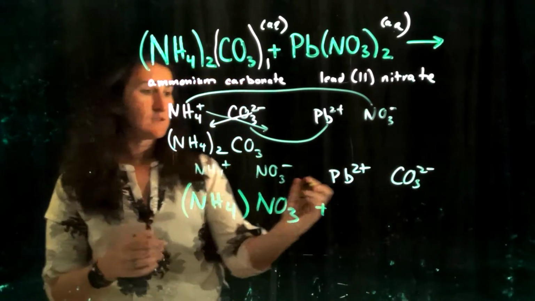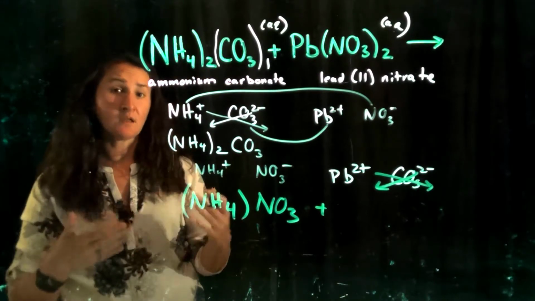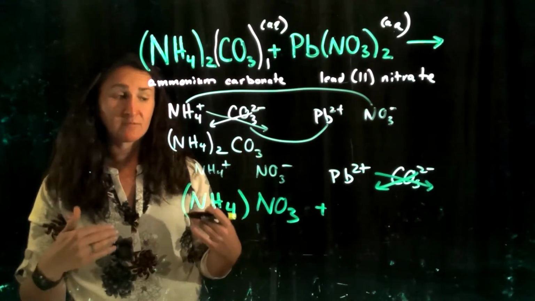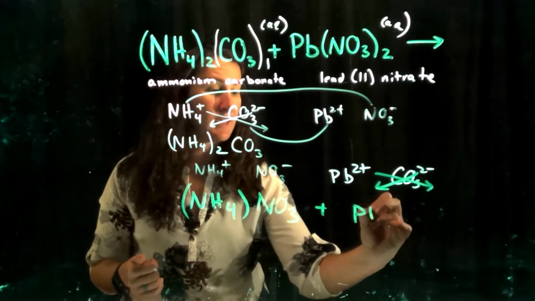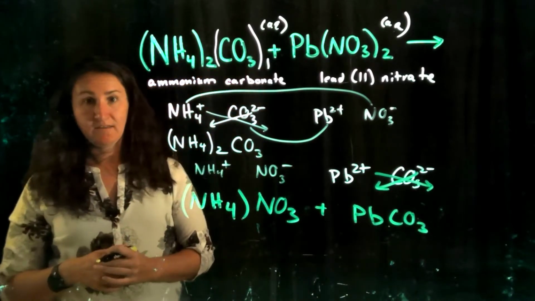And my next one, I've got to cross those charges. But when I cross them, this 2 is coming down here, and this 2 is going to come down here. And then you report it in its lowest common form. And so the 2's are essentially going to go away and reduce down to be 1's. And so I end up with lead 2 carbonate, which is just written like that.